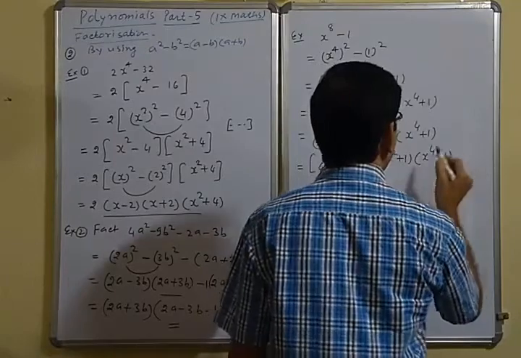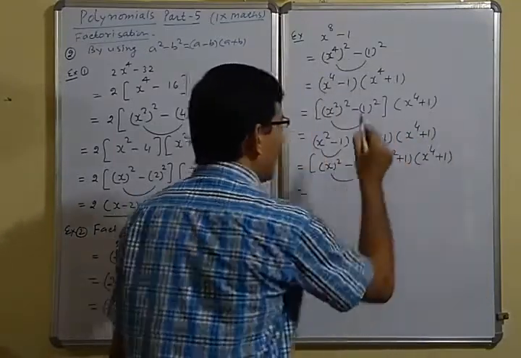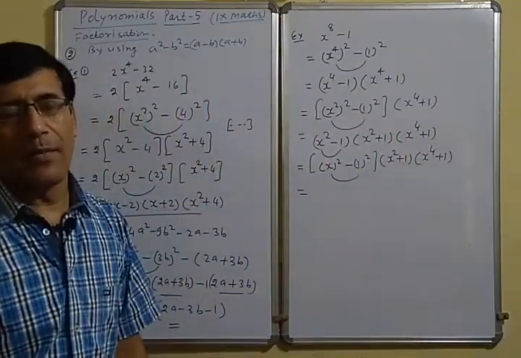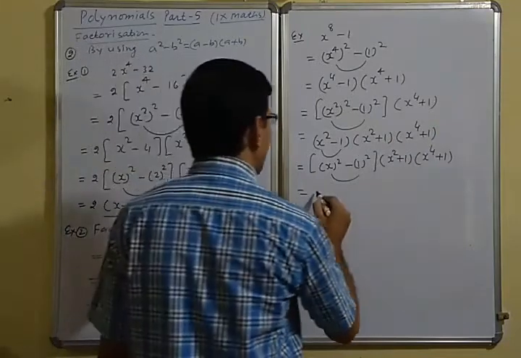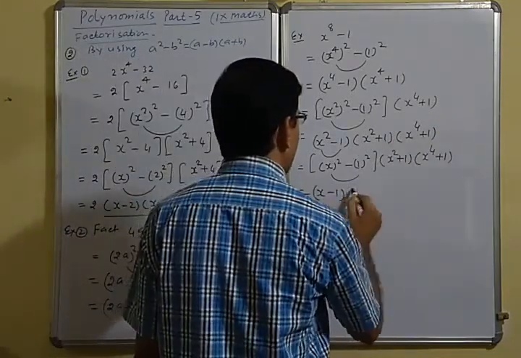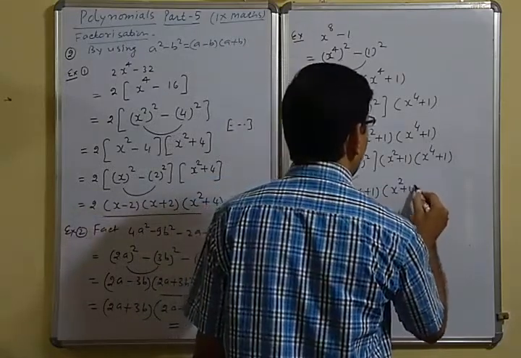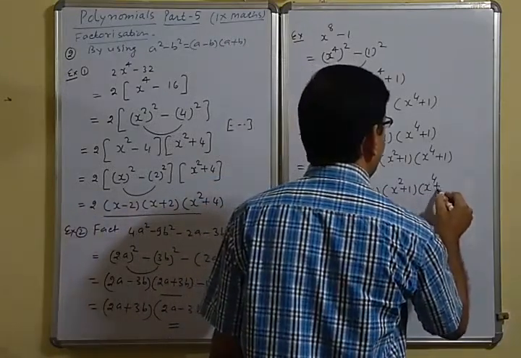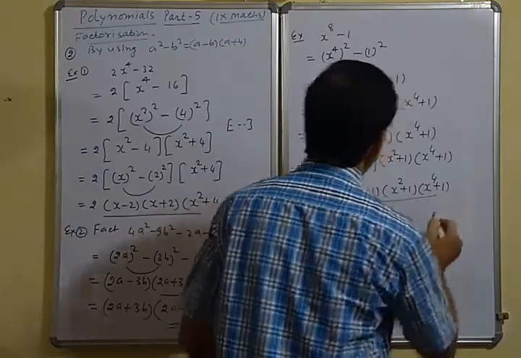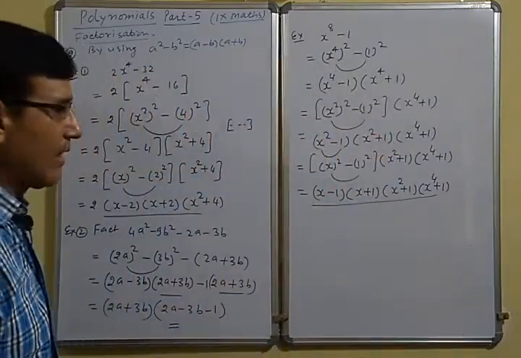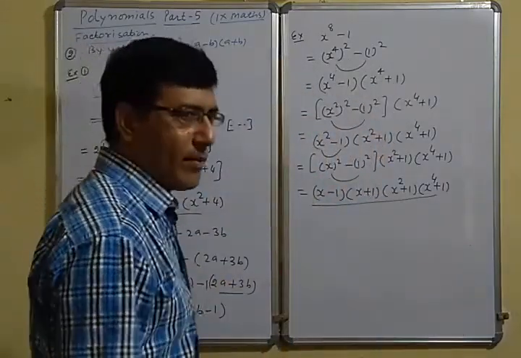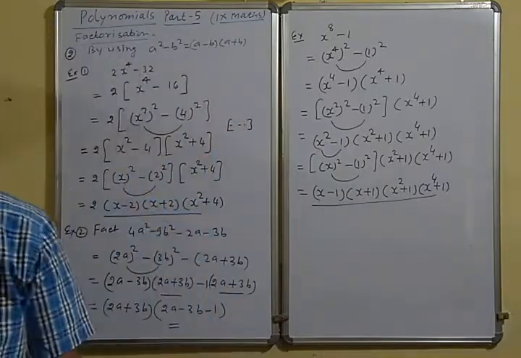Similarly x power 4 plus 1. So here we will apply again the formula a square minus b square. So after that we will get a minus b, that is x minus 1, and x plus 1. In other bracket we will get x square plus 1, and in last bracket x4 plus 1. So this is the factorization of x raised to power 8 minus 1. Now let us see one more example.